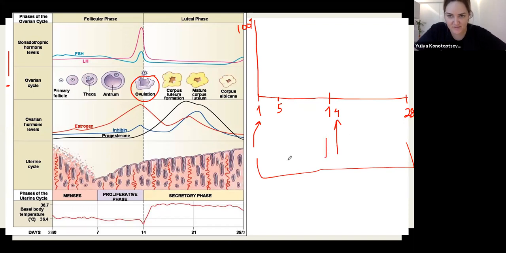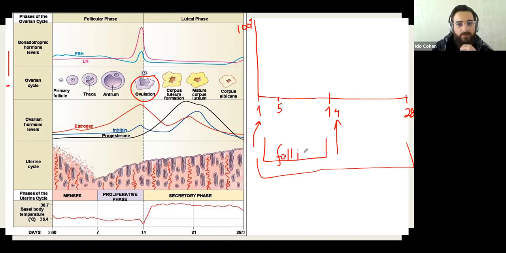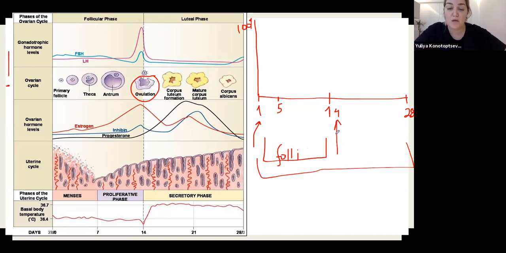The first phase is known as the follicular phase of the ovarian cycle, from day 1 to day 14. Guess what we're doing during the follicular phase? Maturing the follicle. We're converting primordial to primary, to secondary, to tertiary, until one of them reaches the mature stage. So in the follicular phase, we're simply taking care of the follicles. We're stimulating them to grow.